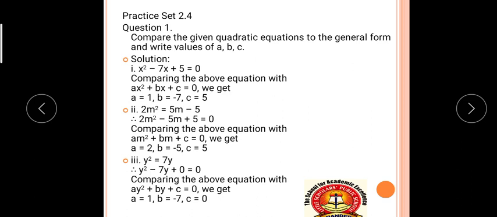Compare the given quadratic equation to the general form and write the values of a, b, c. x square minus 7x plus 5 is equal to 0. By comparing the above equation, what will you get? a is equal to 1. We just have to find out the values of a, b, c. Firstly, write the given equation in the general form of a quadratic equation and then compare with the general form, you will get the values of a, b, c.